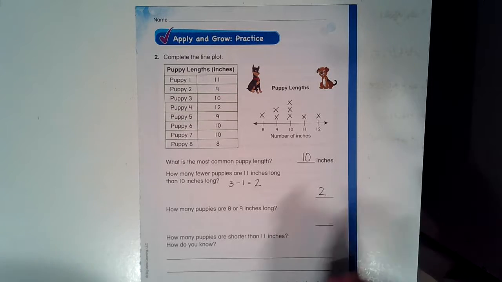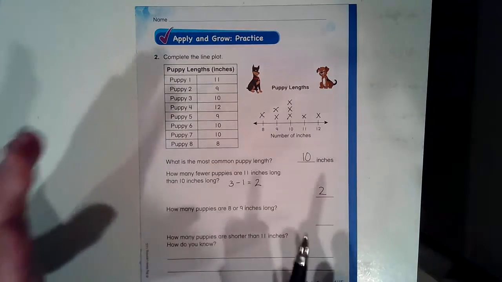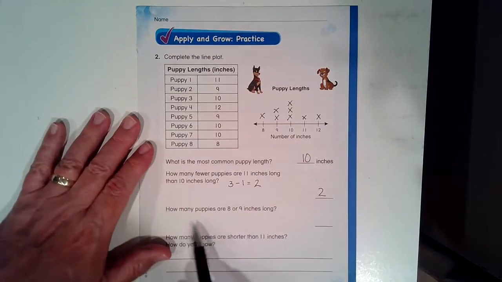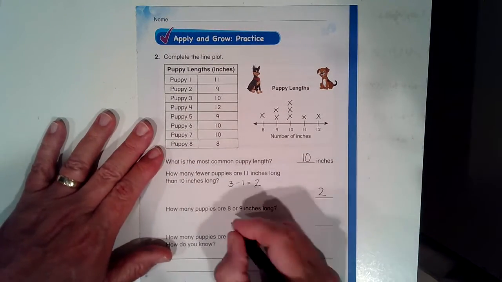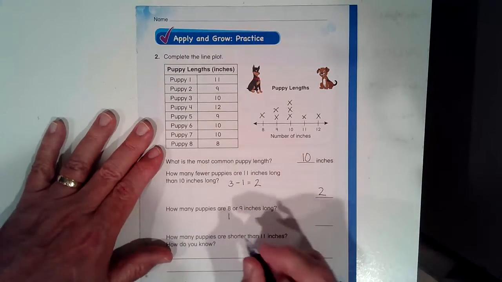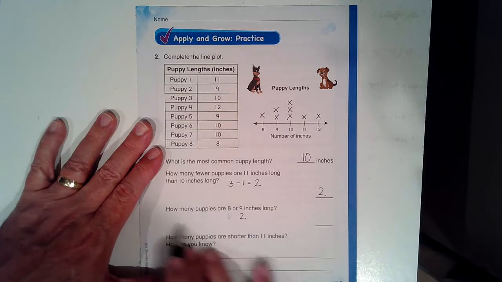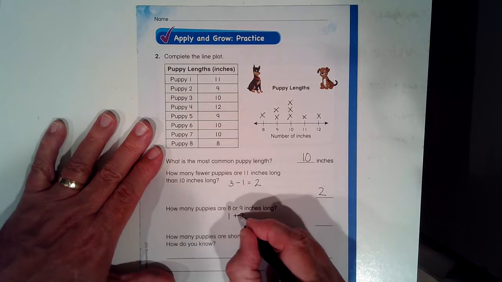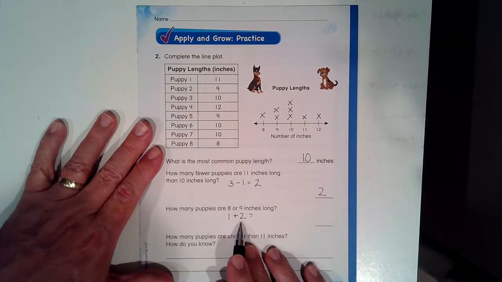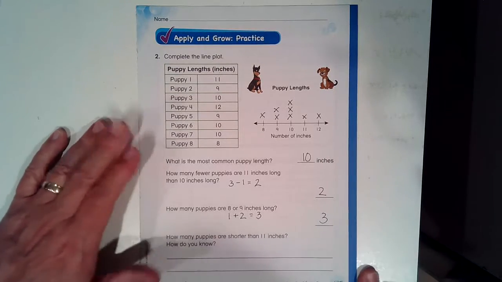How many puppies are 8 or 9 inches long? So I have to look at both of those sections and add them together, right? How many puppies are 8 inches long? Just 1. How many puppies are 9 inches long? There are 2. How do I find out how many there are altogether? Well, I just add those up. 1 puppy that's 8 inches plus 2 puppies at 9 inches equal 3 puppies.